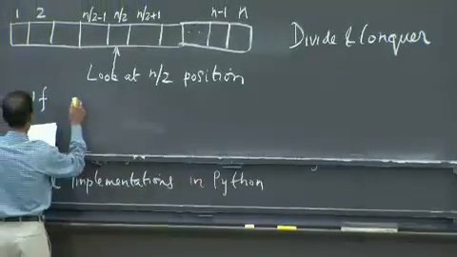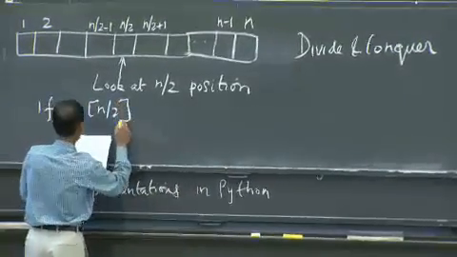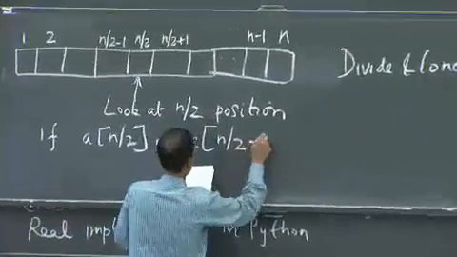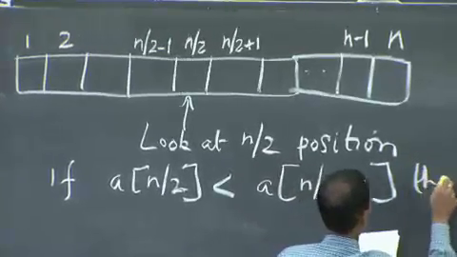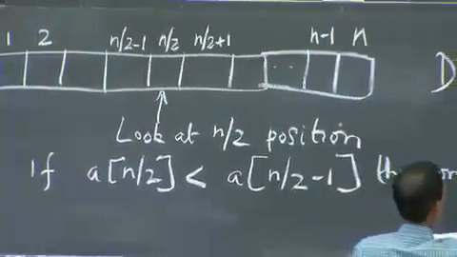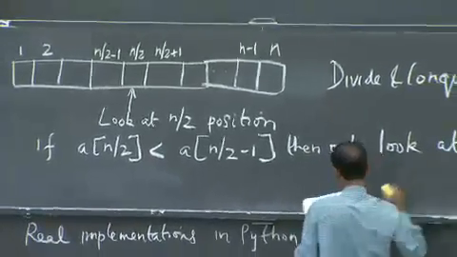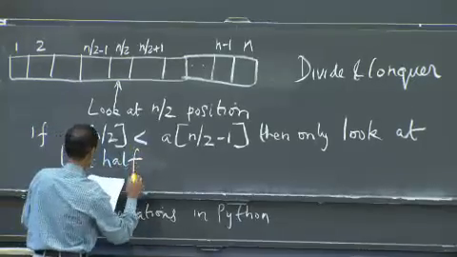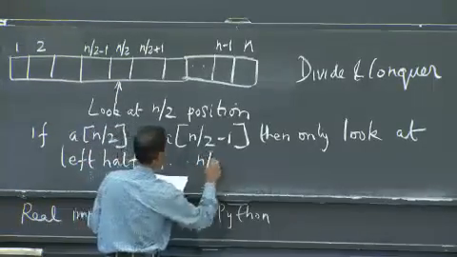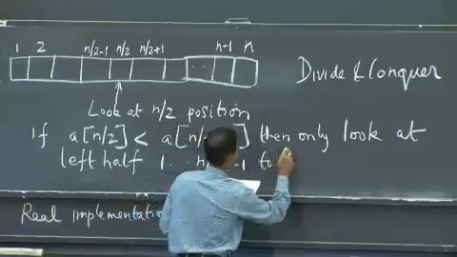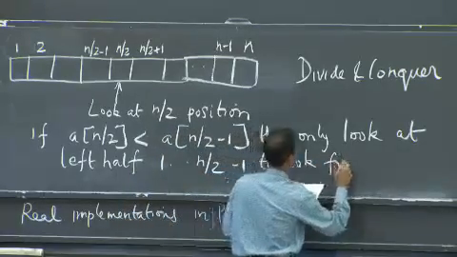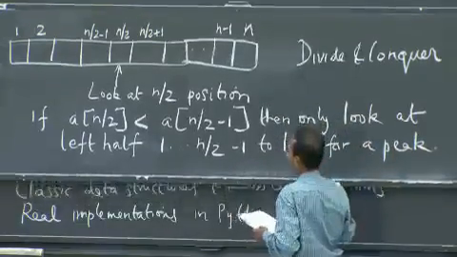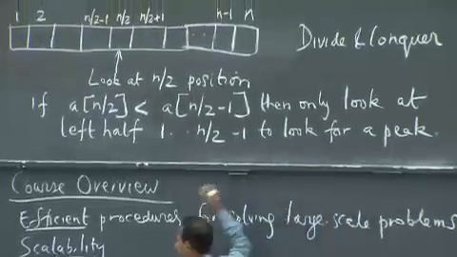So if a n/2 is less than a n/2 minus 1, then only look at the left half, 1 through n/2 minus 1, to look for a peak. Right? So that's step one.